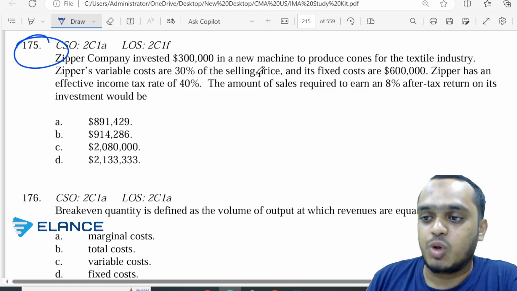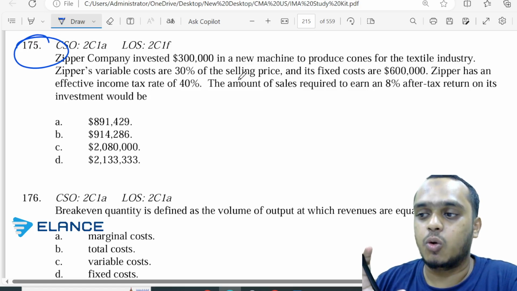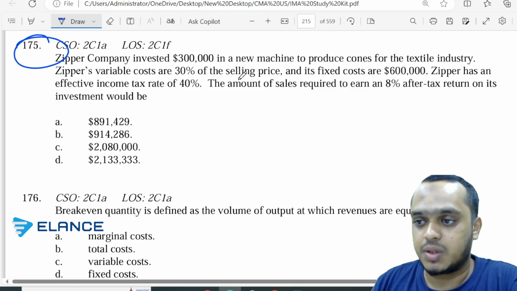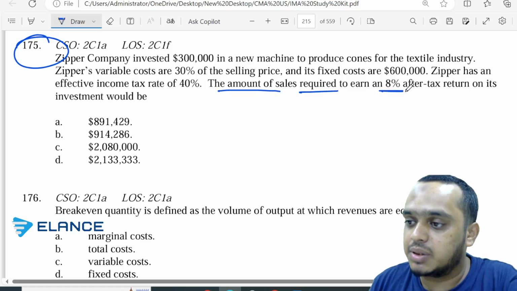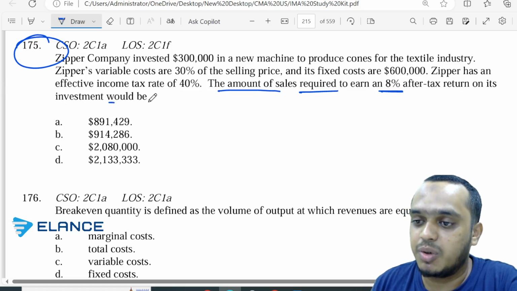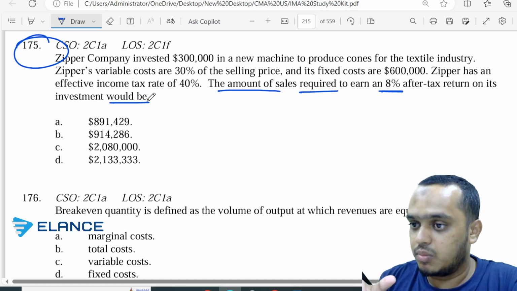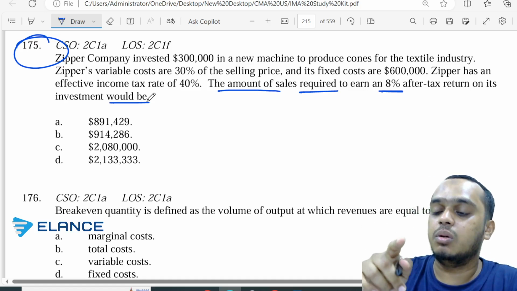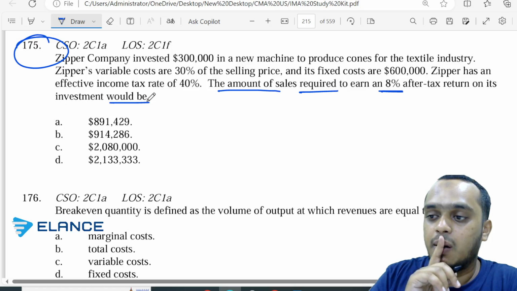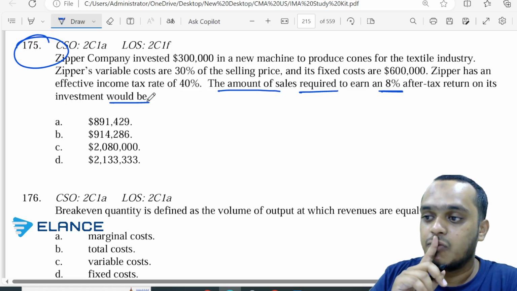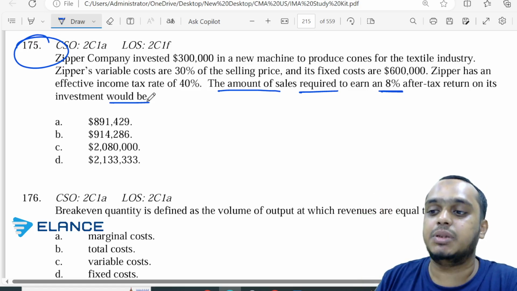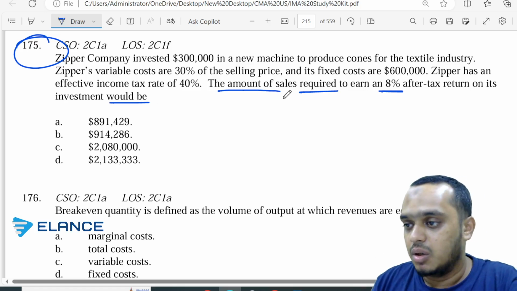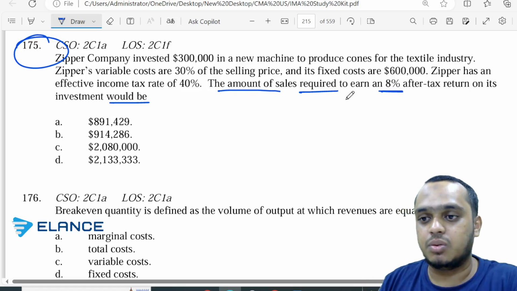So whenever we have a question like this, we should go through the requirement first, like the amount of sales required to earn 8% after tax return on its investment would be. So he's asking what amount we need to earn so that we pay tax also and we get 8% on our investment. So let's just read the question first to have proper clarity.